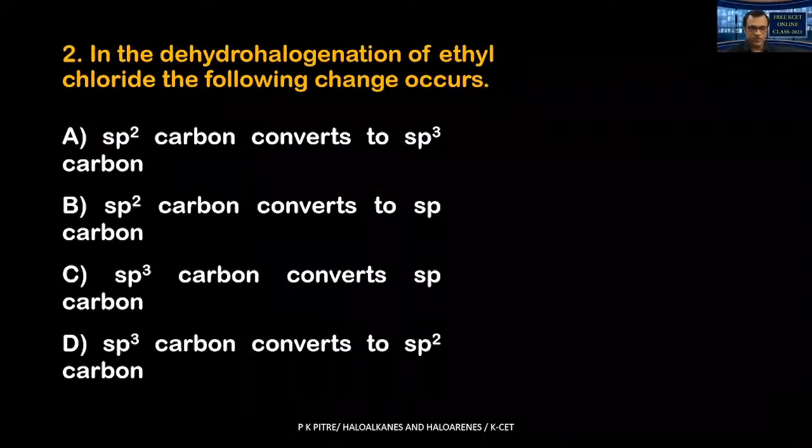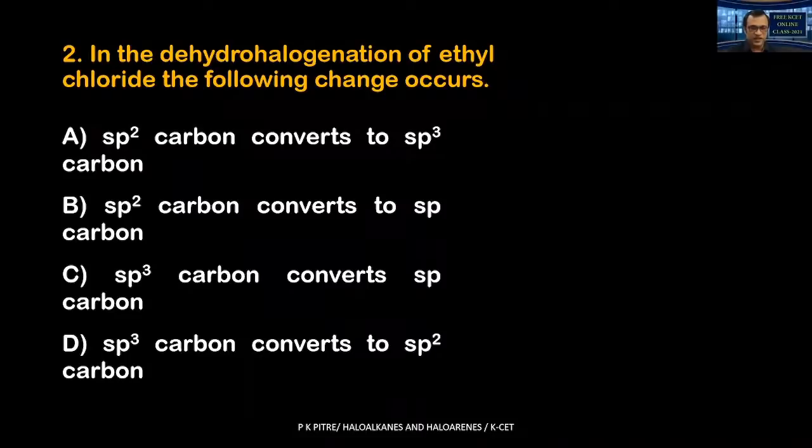Let us see what the second question says. In the dehydrohalogenation of ethyl chloride, the following changes occur. What is asked? Dehydrohalogenation of ethyl chloride is taking place, and what are the changes happening in it? What are your options given? sp2 carbon converts to sp3 carbon, sp2 carbon converts to sp carbon, sp3 carbon converts to sp carbon, and sp3 carbon converts to sp2 carbon.